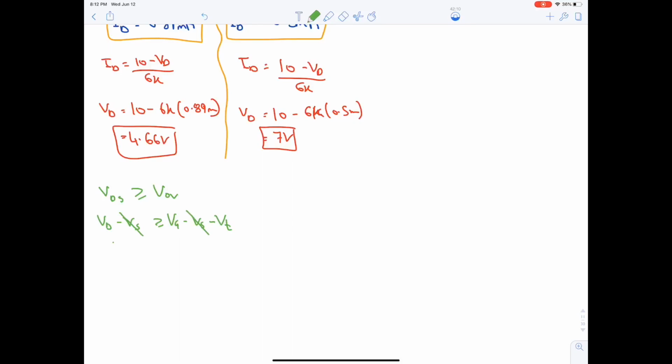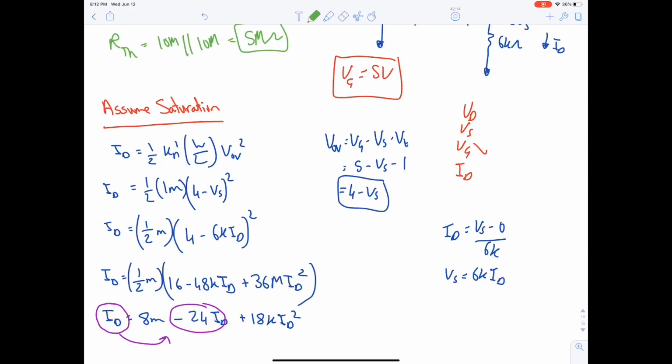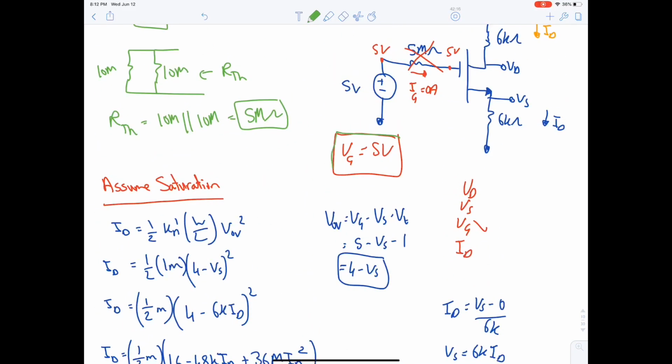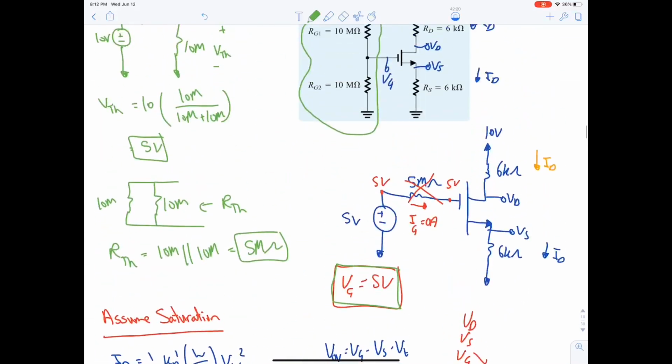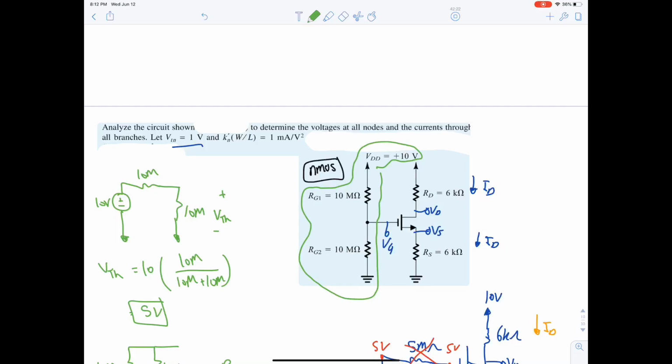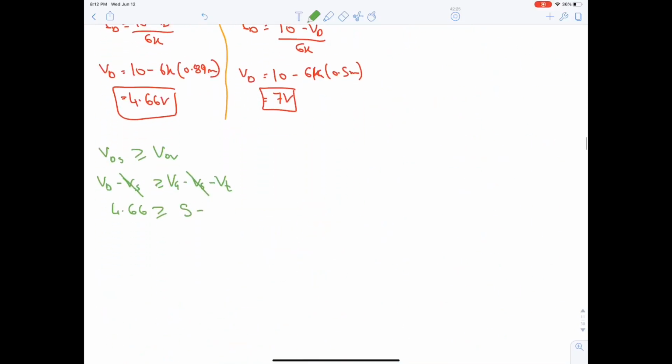VD is 4.66 greater than VG, which is 5 volt, minus VT, which is, I guess, 1. Let's check. VT, yes, it's 1. So 5 minus 1 is 4. Is 4.66 greater than or equal to 4? Yes, it is. Therefore, saturation.